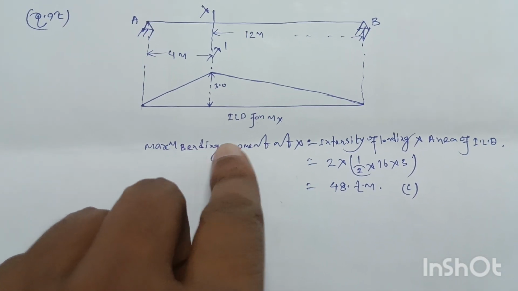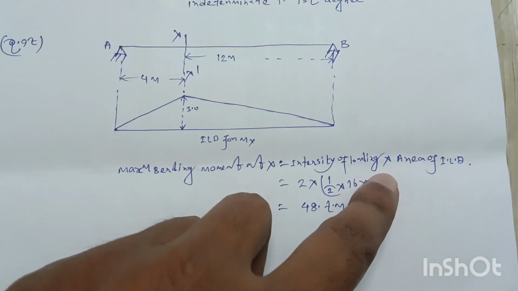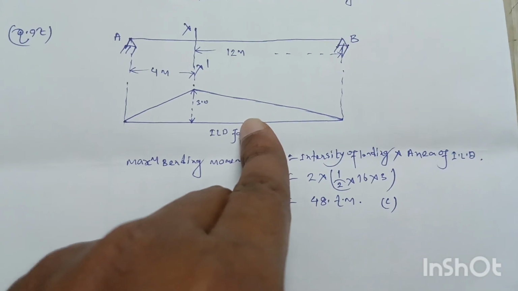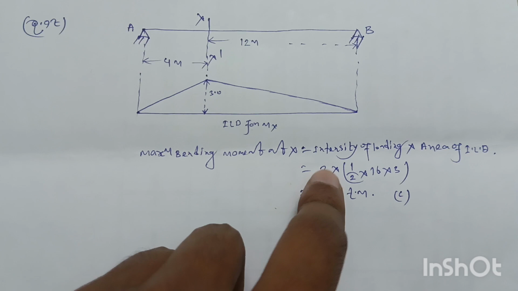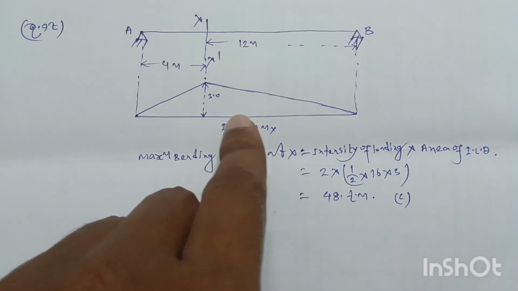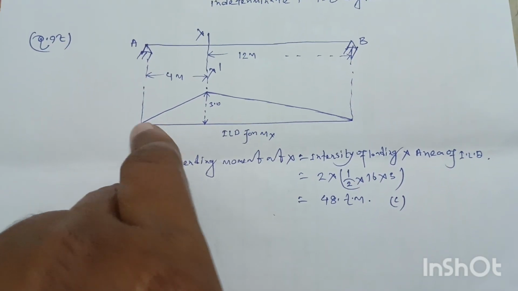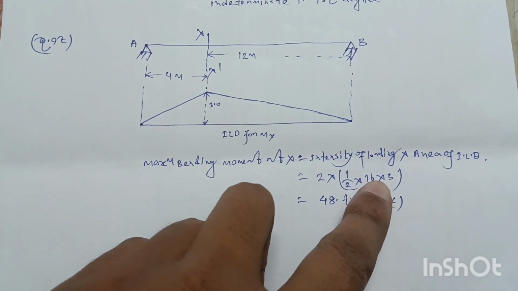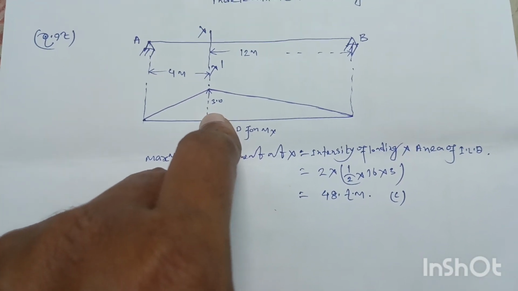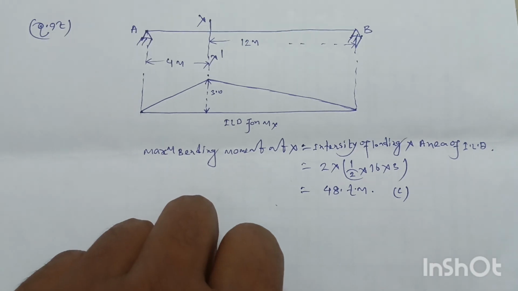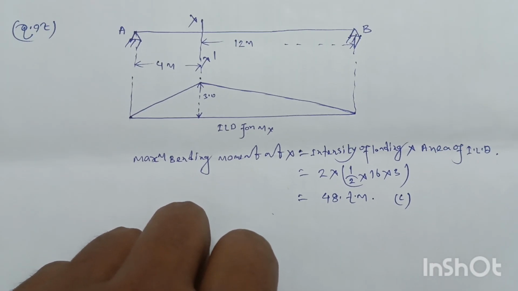So maximum bending moment at section X will be intensity of loading into area of this ILD diagram for the moment at X. So intensity of loading is 2 ton per meter into the area of this ILD diagram will be half into base length 16 meter and the height, that is the ordinate of the ILD diagram, that is 3. So 48 ton meter. Maximum bending moment at X section will be 48 ton meter. Option C is right answer.